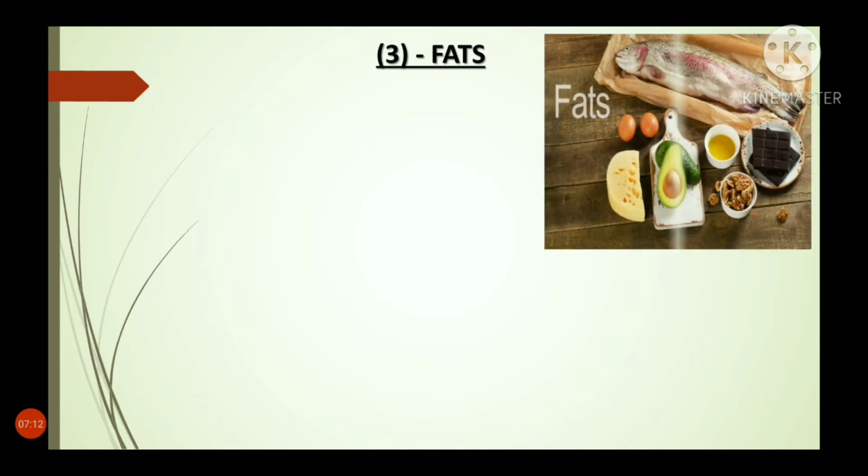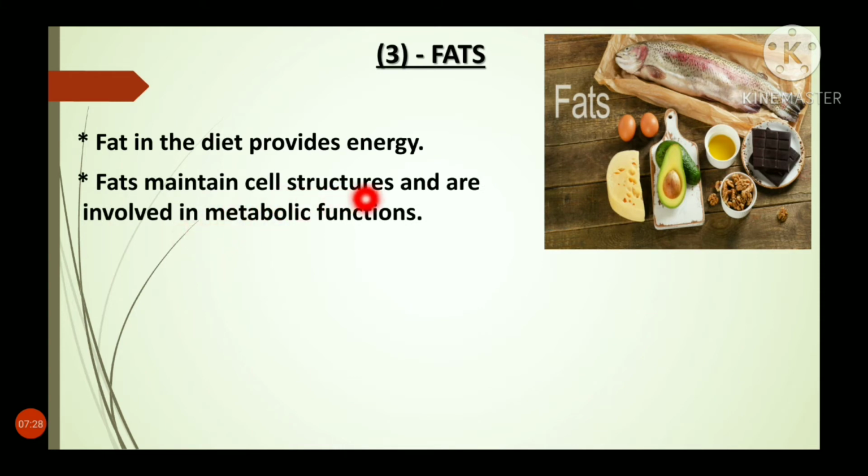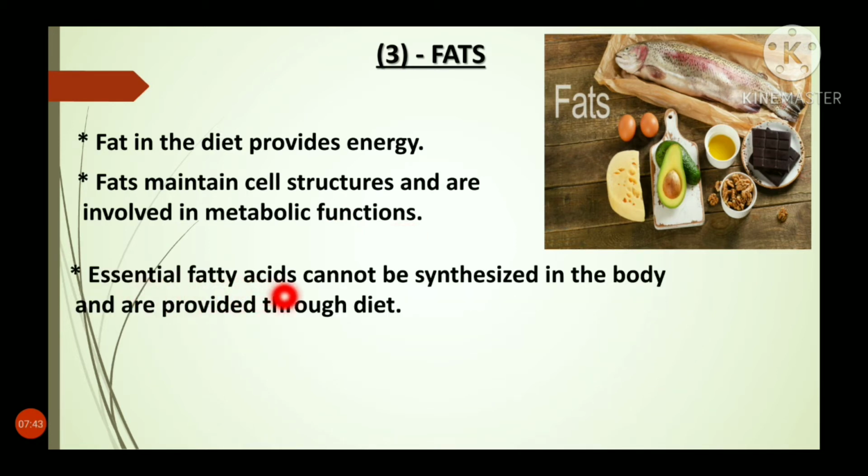Next is fats. Fat in the diet provides energy which we have to take in a very limited quantity. Fats maintain cell structures and are involved in metabolic functions. Essential fatty acids cannot be synthesized in the body and are provided through diet. Fatty acids which cannot be synthesized by the body, so we have to take food which provides fatty acids to our body.